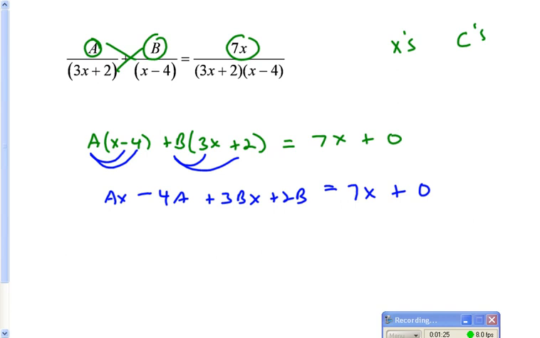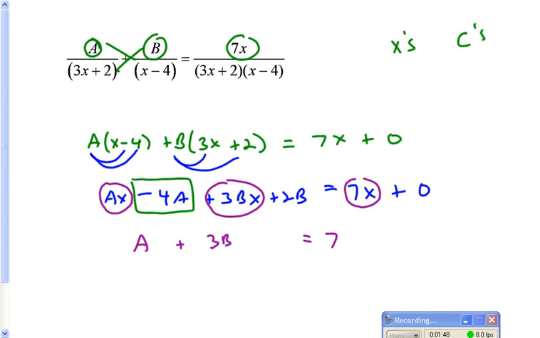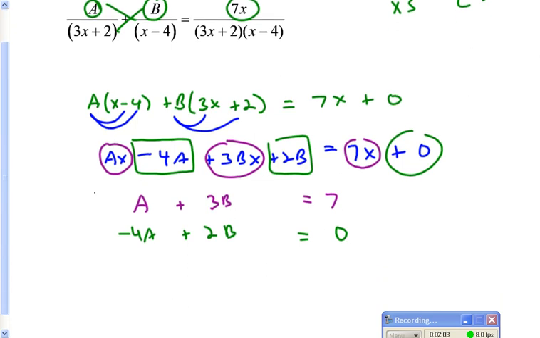So now we're going to do a little trick called equating coefficients. I'm going to put my x terms equal to my x terms. So I have a x's, I have 3b x's equals 7 x's. I'm going to equate my constants. I have minus 4a plus 2b equals 0. And so we've taken this pair of fractions up here and turned it into one of your top 12 problems that you know how to solve.